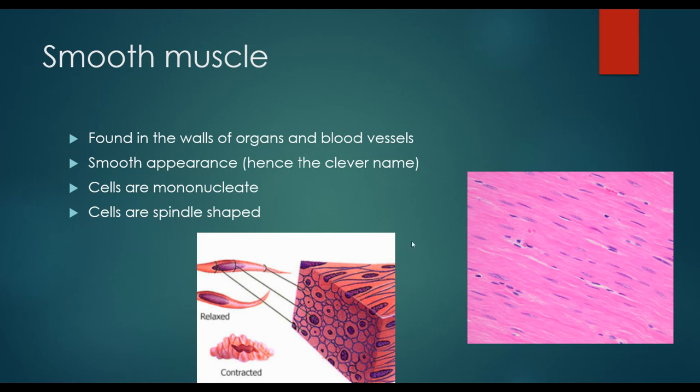These cells are found, as I mentioned, in the walls of the digestive organs, in the walls of glandular ducts, in the walls of blood vessels and things like that. And they appear smooth. We don't see any striation here. It's just kind of smooth flowing lines, and that's how they got their name.